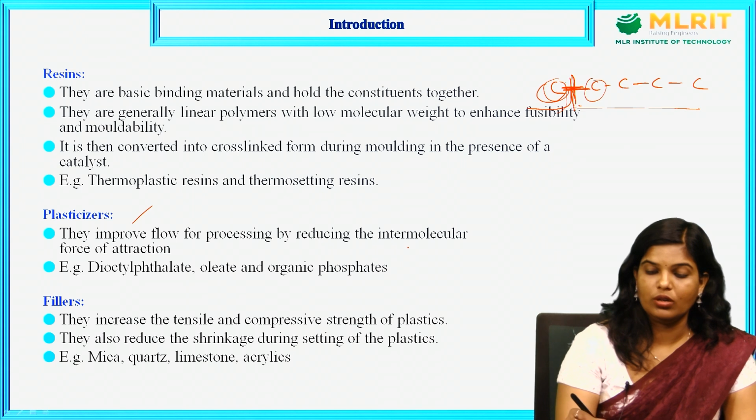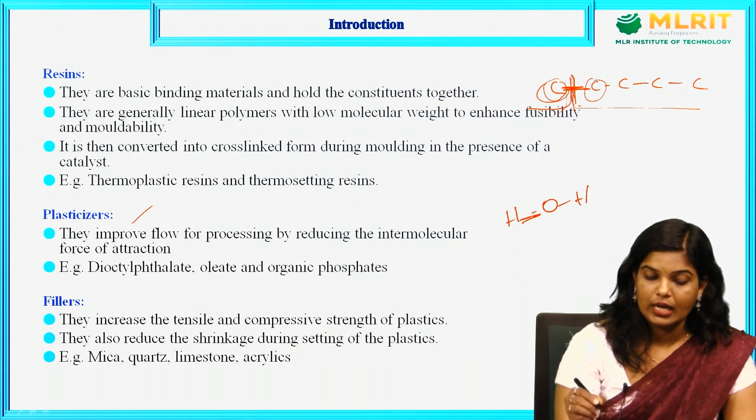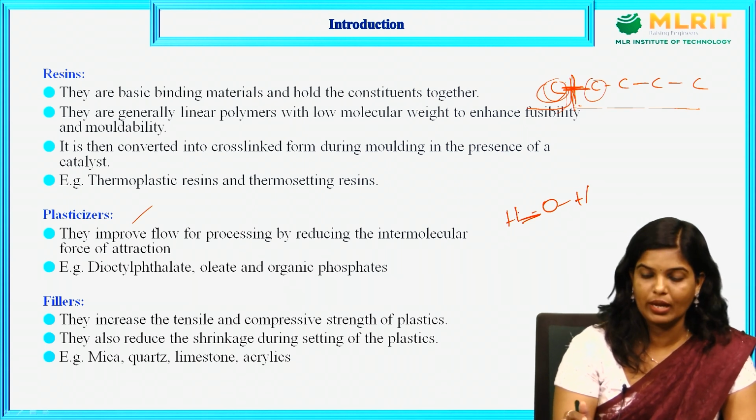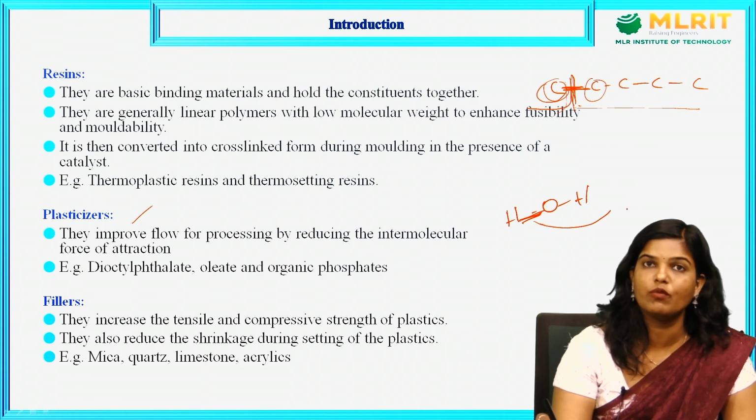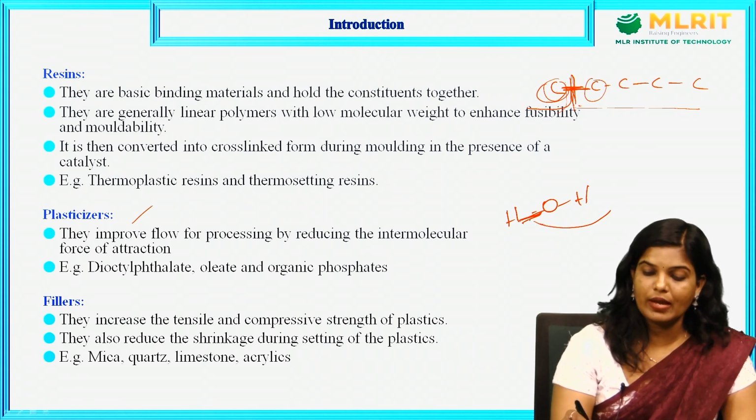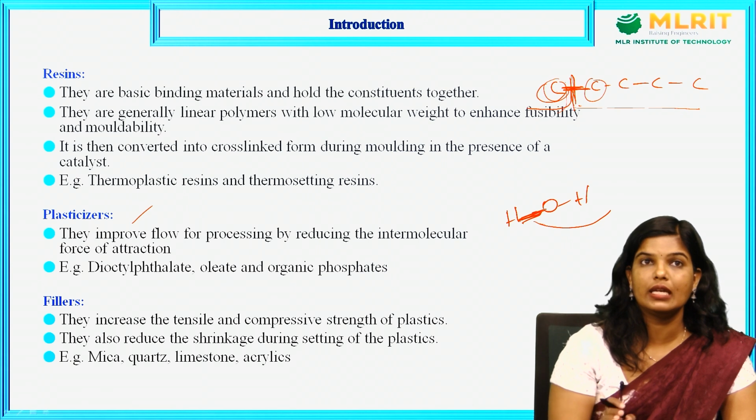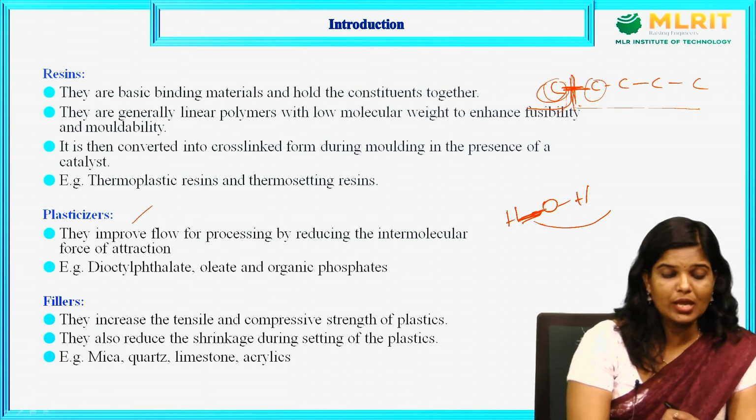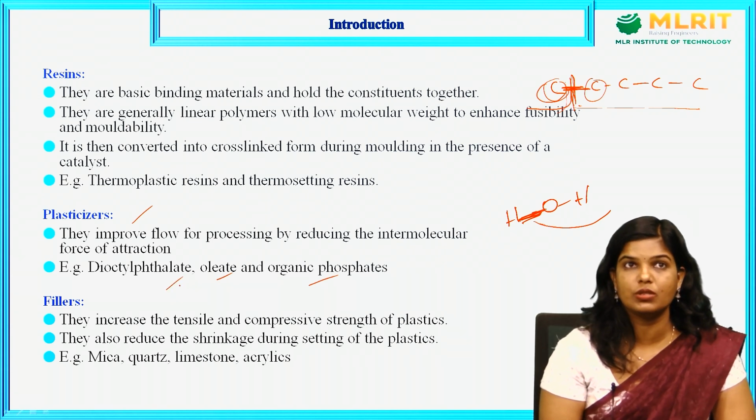When the molecule, like HOH, has a very weak bond, then it can flow very easily, like water, right? If this bond is very weak, it will be more viscous, or it can flow faster. So when the intermolecular force of attraction is weak, the molecule can have a plastic nature or increased plasticity. For that we use many organic phosphates, oleate, or dioctyl phthalate. All these materials can be used as plasticizers.